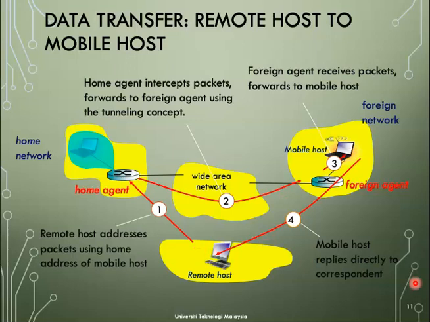So the mobile host prepares a packet with its home address as the source and the address of the remote host as the destination. Please note this, that the mobile host will not use its care of address as its source. It will use the original home address as the source. So although the packet comes from the foreign network, it has the home address of the mobile host.